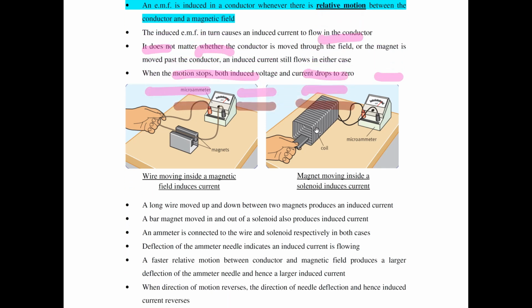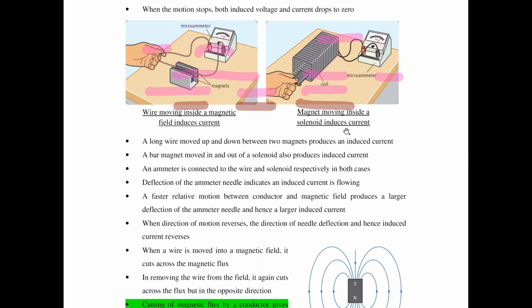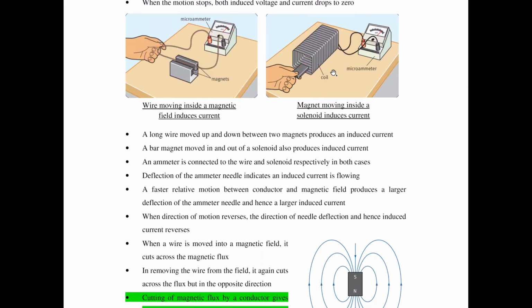So the diagram below here shows you two different examples of electromagnetic induction. First, you have a wire and a magnet. The second one, you have a magnet and a core of wires, or rather a solenoid. So in both cases, you try to move one of them while the other remains stationary. So for the first diagram, the long wire is moved up and down between two magnets. It produces an induced current.